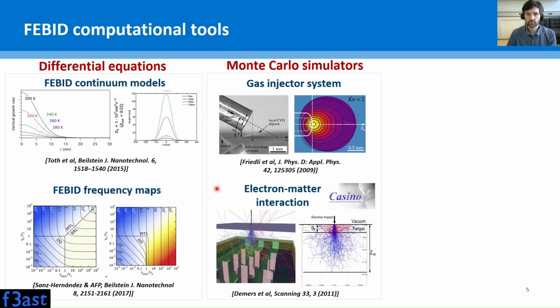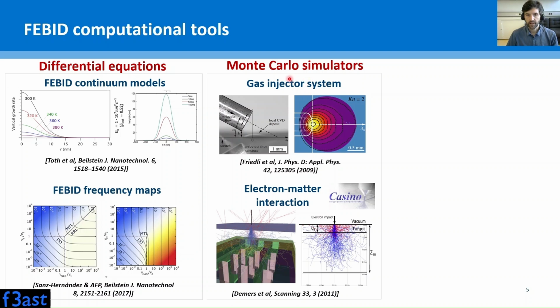For completeness, I would like to also show you other computational tools that the Febit community has been developing. For example, this gas injector system that calculates what is the gas flux distribution in the substrate depending on the dimensions and geometry that we have of the gas injector system. This is very important when you design your GIS, your gas injector system. And it is also important to understand what type of gas flux distribution we are going to have, in particular if diffusion is something important.